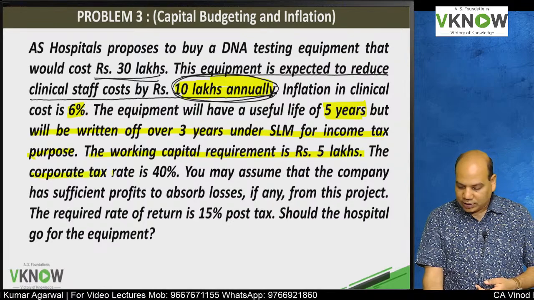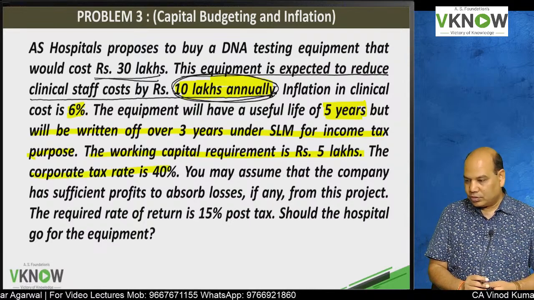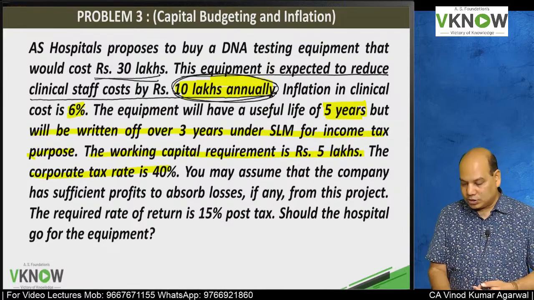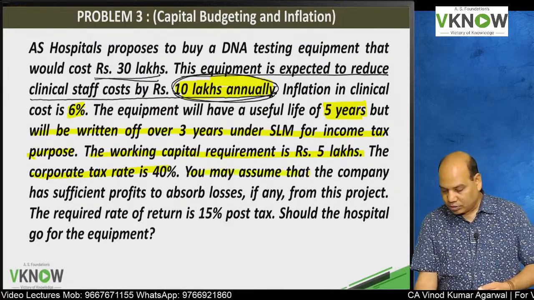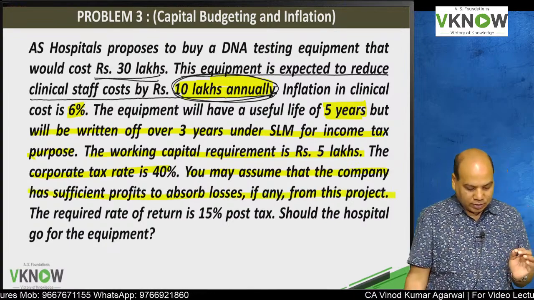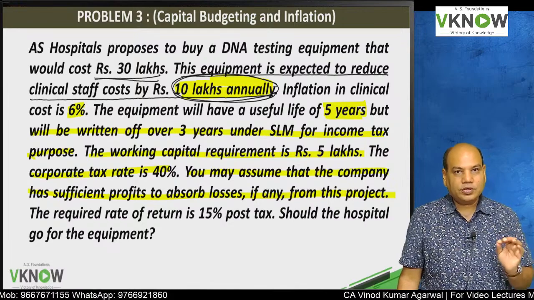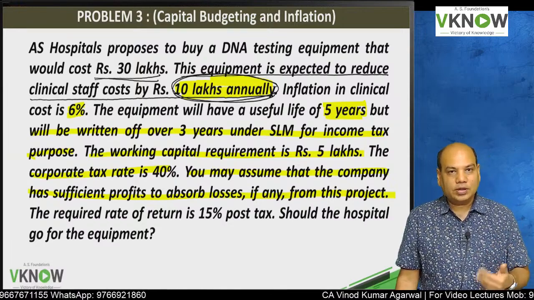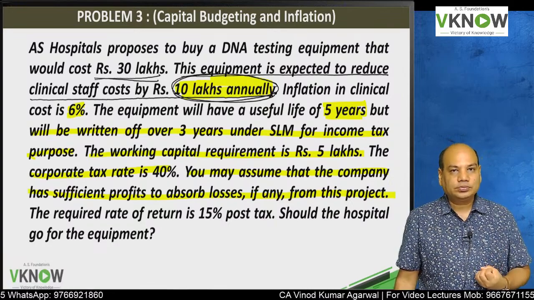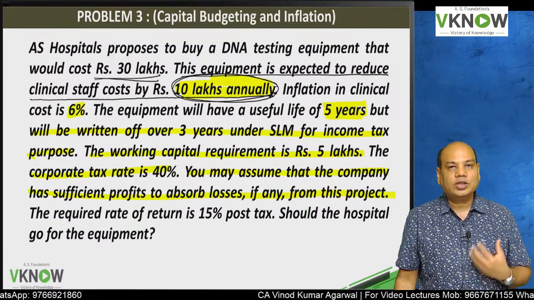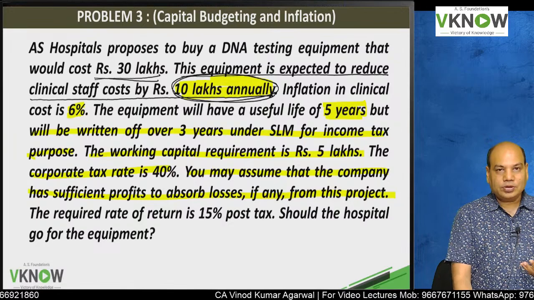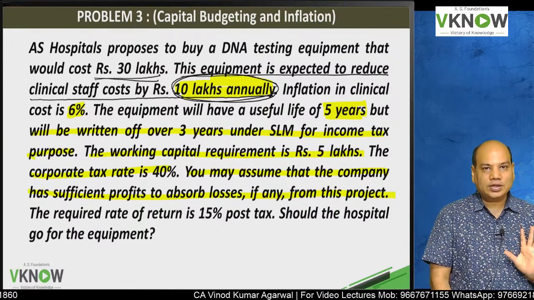Next is corporate tax rate is 40%. You may assume that company has sufficient profits to absorb losses, if any, from this project. Sir, what is the meaning of this line? The meaning of this line is that if suppose there is a loss in the first year, that loss can be absorbed in the same year. If the loss can be absorbed in the same year, there will be tax saving in the same year.